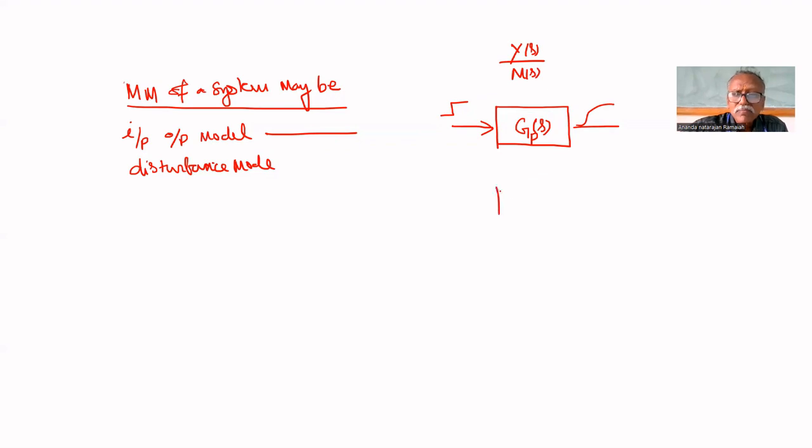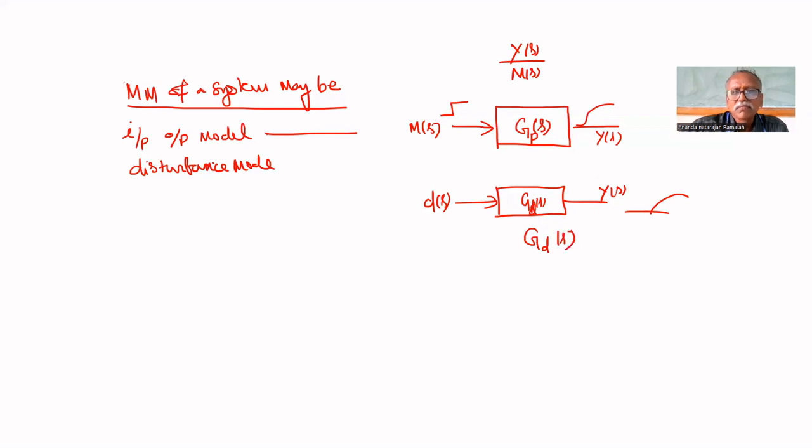Another one is for the same process. Here we are giving M of S, the output is Y of S. Here also the output is Y of S, but the input is disturbance, D of S. If you obtain the response and get the model, then it is called GD of S. This is called the GP of S. If you obtain the model for disturbance as input, then it is called disturbance model, GD of S. If you obtain the model for input, then it is called process model or input-output model.